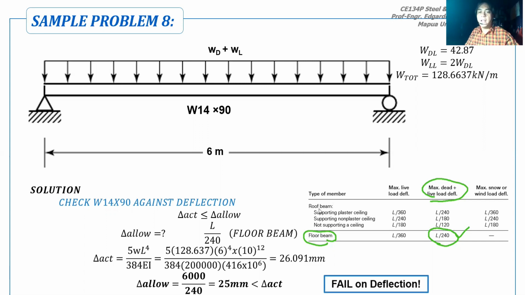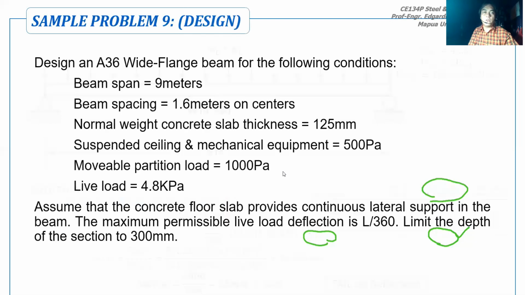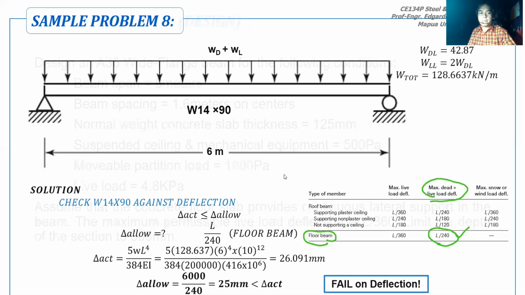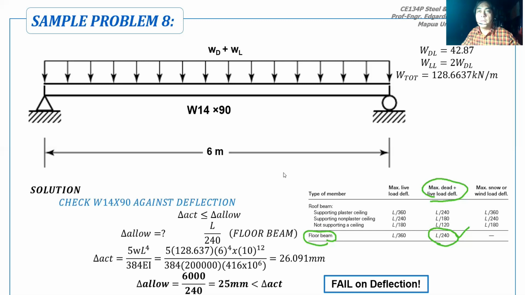So our beam failed in deflection. What is needed is only 25, but we got 26. So it failed on deflection. What you can do is change the section. You may retain W14 as your next choice, and choose one with a thicker web.